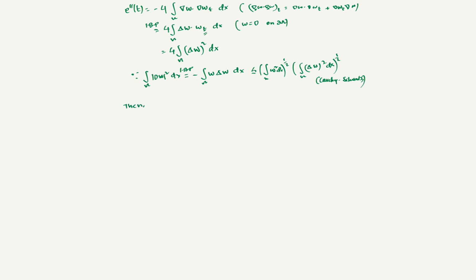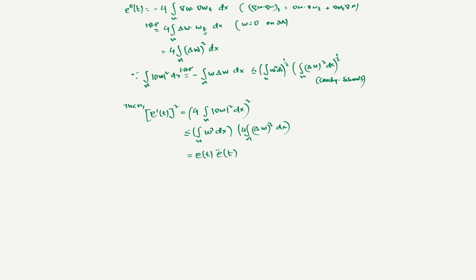Now once we do this, then e prime of t, let's take the square of this thing, e prime of t squared. That is 4 times the integral over omega of gradient of w squared dx, whole square. Clear? And that is less than or equal to the integral over omega of w squared dx times the integral over omega of 4 Laplacian of w squared dx. Clear? And this is what? This is e of t times e double prime of t.